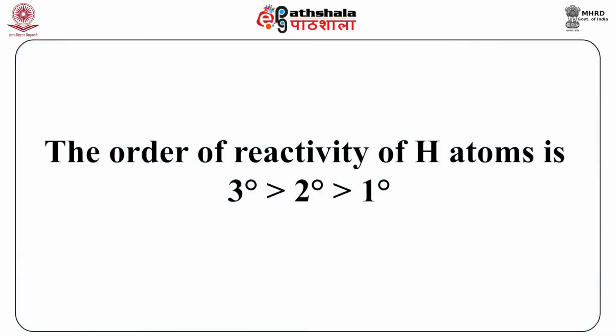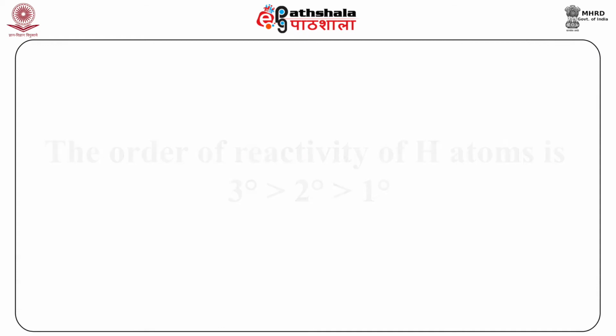If there is no hydrogen attached to the carbon next to the heteroatom, then allylic or benzylic hydrogen is removed preferentially. If in any case there are no allylic or benzylic hydrogens present in the molecule, then the order of reactivity of the hydrogen atoms will be tertiary, secondary and then primary.